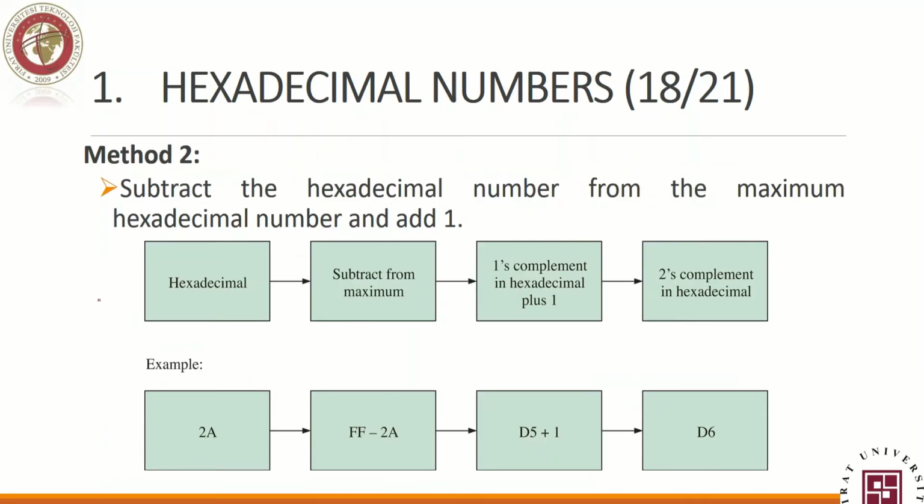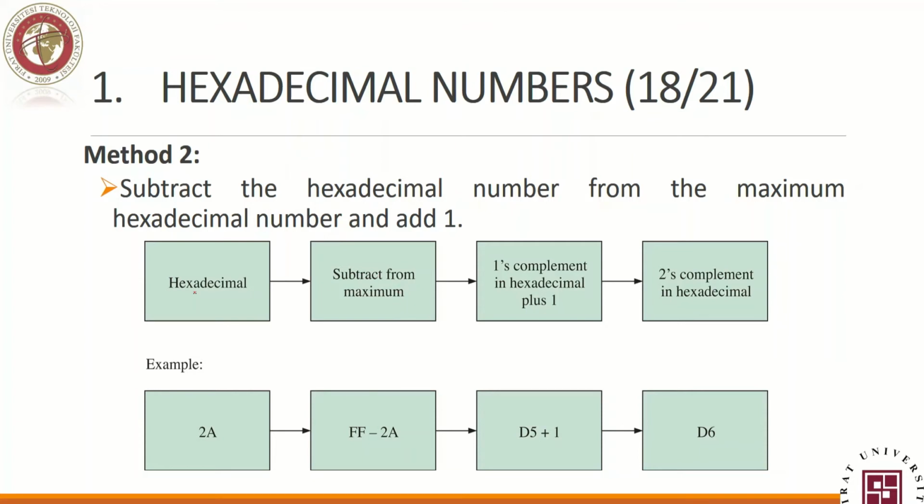Okay. We have another method. The other method is like this. Let me show directly from the schematic diagram. We have the hexadecimal. We subtract it from the maximum. Maximum means what? F. F is the maximum. Then we have the 1's complement in hexadecimal. We add 1 to it. Remember, if we add 1 to the 1's complement of the binary, we get the 2's complement. It applies also to the hexadecimal.